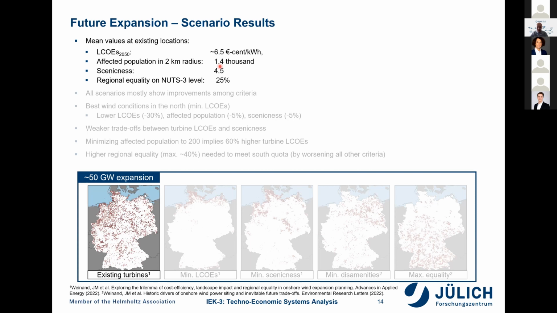On average, what is true for every scenario that I show now, for every expansion scenario, is that most of the criteria are below or are improved in comparison to the existing turbines. For example, for the minimum LCOE scenario, the LCOEs are about 30% lower than the effective population numbers, and the scenicness is about 5% lower than for the existing turbines.